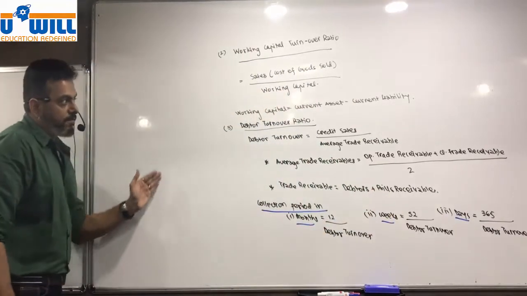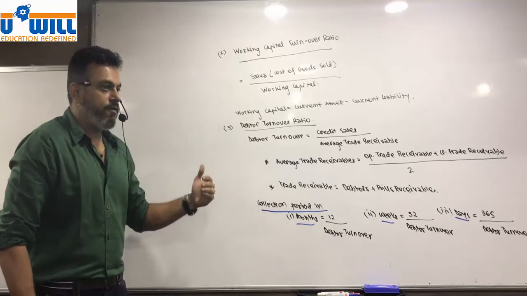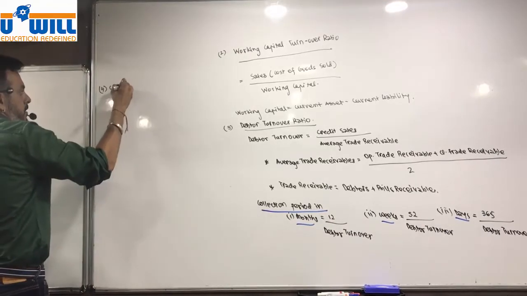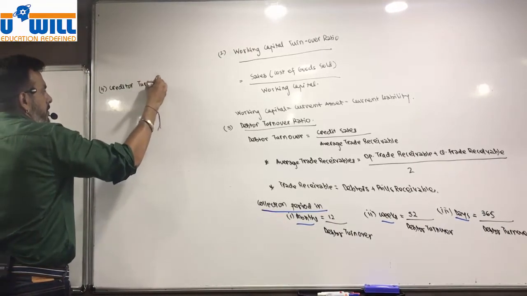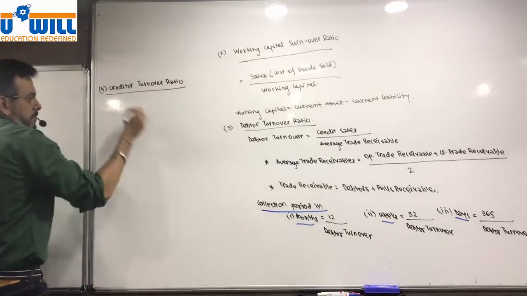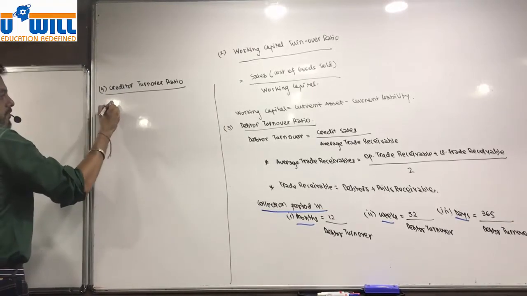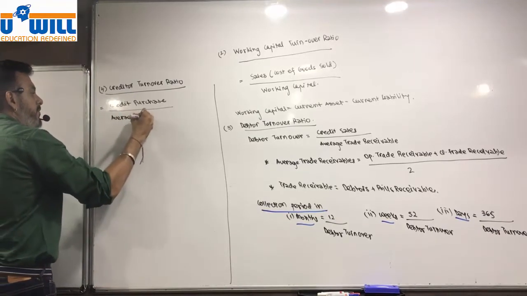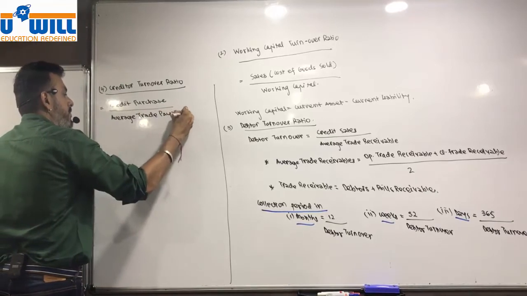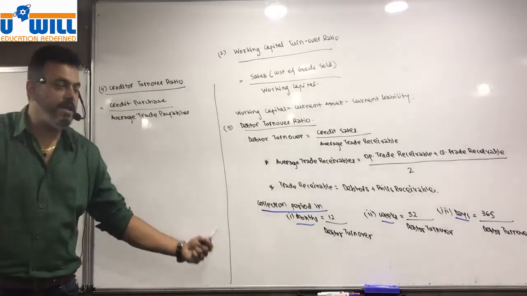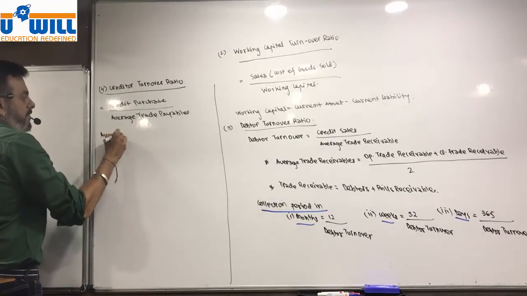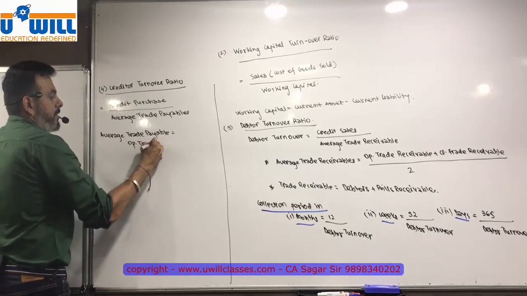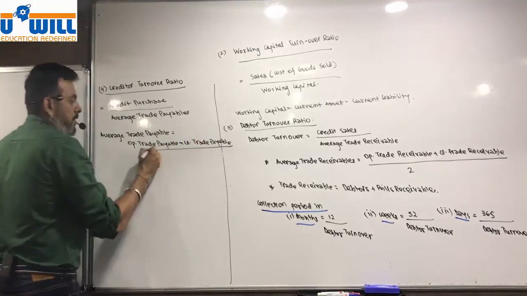Okay. Now, just like we have debtors turnover ratio, can you make the formula for creditor turnover ratio? Similar way. Okay, let's write the fourth formula. Creditor turnover ratio is equal to credit purchase upon average trade payable. Now what are trade payables? Creditors plus bills payable. Okay. Average trade payable is equal to opening trade payable plus closing trade payable upon 2.